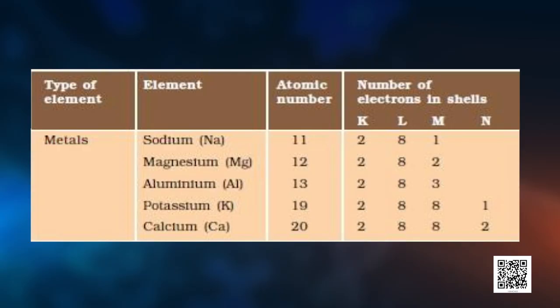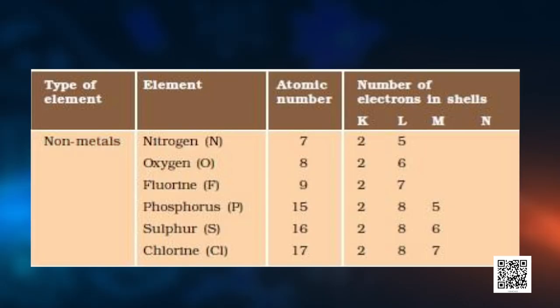And look, what about metals? They have 1, 2 or 3 valence electrons. So, how will they complete their octet? And non-metals? They have 5, 6 or 7 valence electrons. Their octet is also not complete.